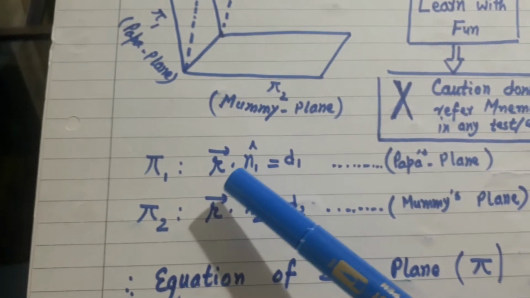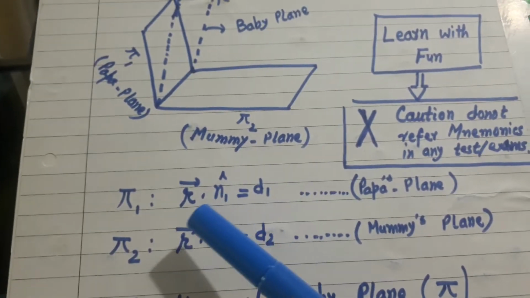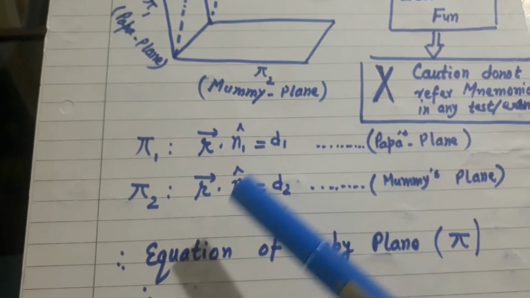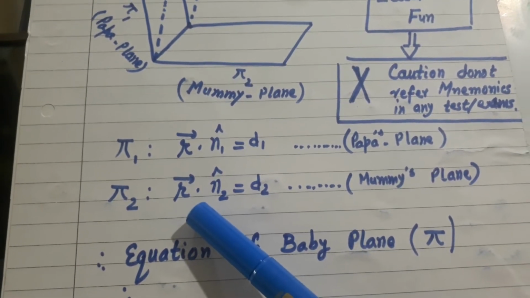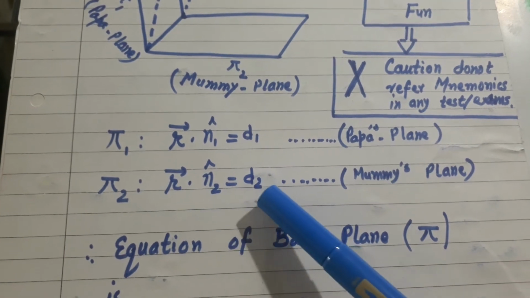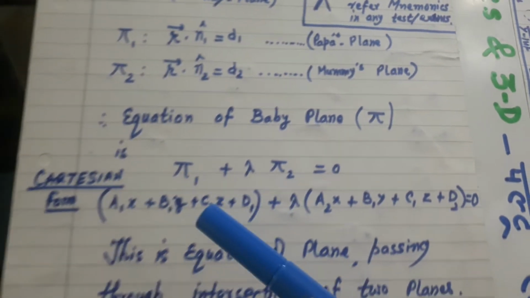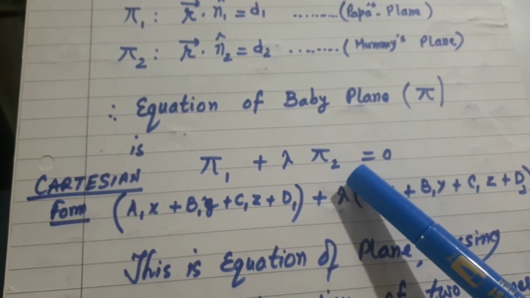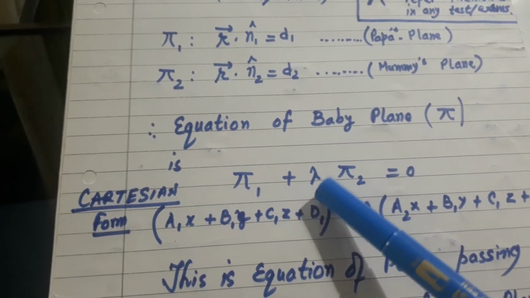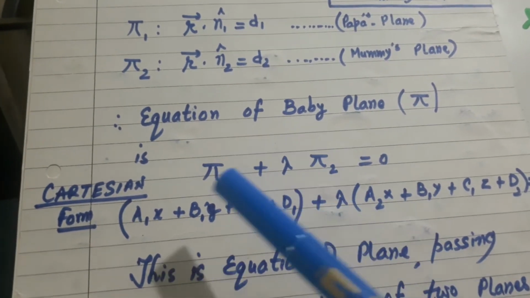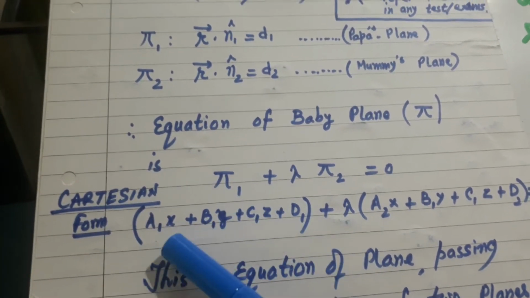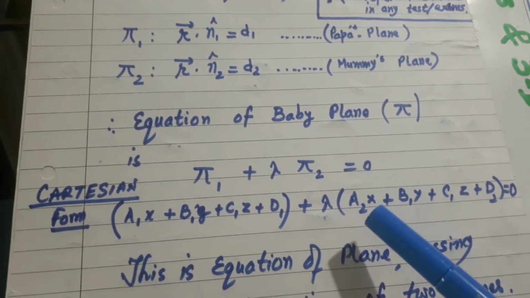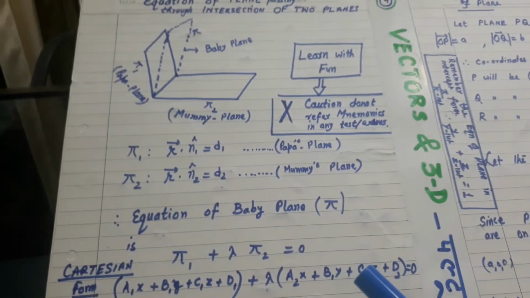Pi 1 is, in the normal form, r dot n1 cap equals d1. Second plane is r dot n2 cap equals d2. So equation of baby plane is, remember this, pi 1 plus lambda pi 2. This lambda is the DNA. Pi 1, first plane, equation is given to you. Pi 2, second plane, equation is given to you.